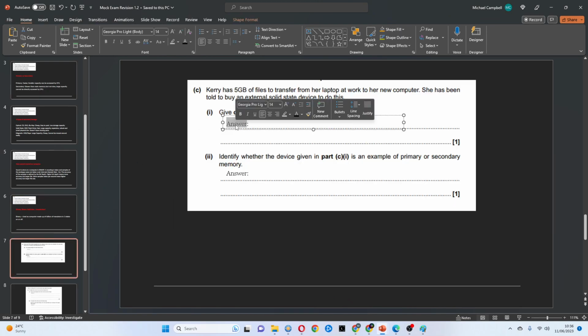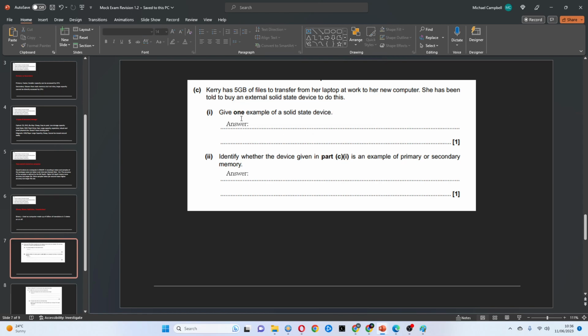So Kerry has 5 gigabytes of files transferred from a laptop. She has been told to buy an external solid-state drive to do this. Give one example of a solid-state device. Solid state, that's what I've answered already. So solid-state drive. You also could have flash drive.